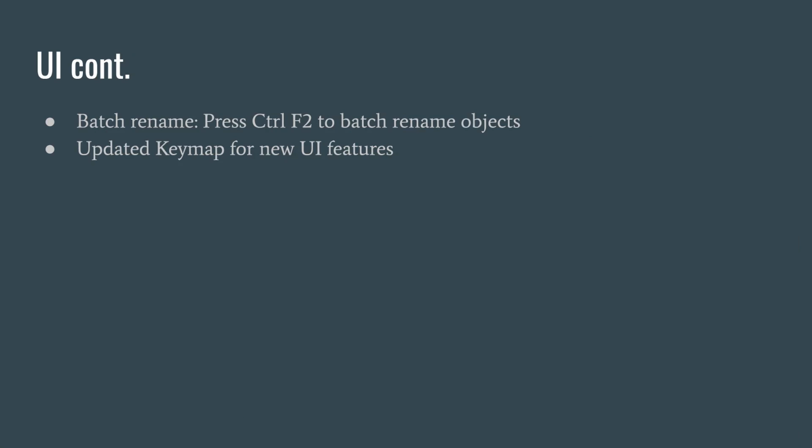UI continued, so there's now a batch rename for objects. If you press Control and hit F2, you can batch rename objects. There's also an updated keymap for new UI features. This one took up a decent size of my page when I was looking at it on the website. So just Google UI 2.81 if you really want to know them. But nothing major in terms of modeling shortcuts, I believe.